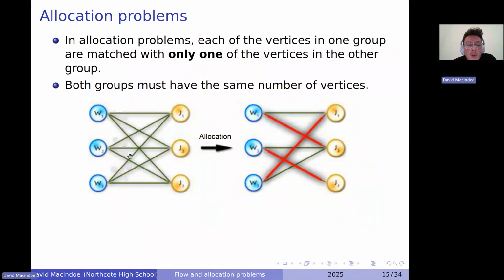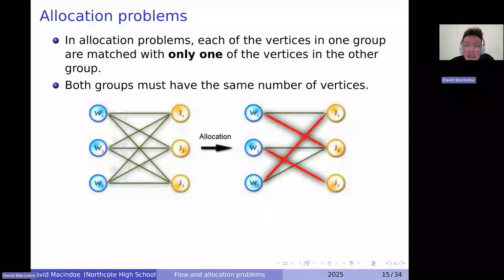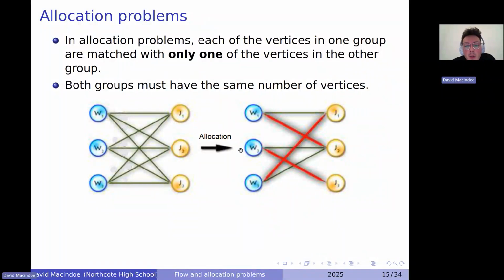You've got some bipartite graph and you've often got different weights on the connections between them. That might be the time it takes people to do different jobs. What you want to do is minimize the overall time, so find the best possible allocation. So how do we do this?